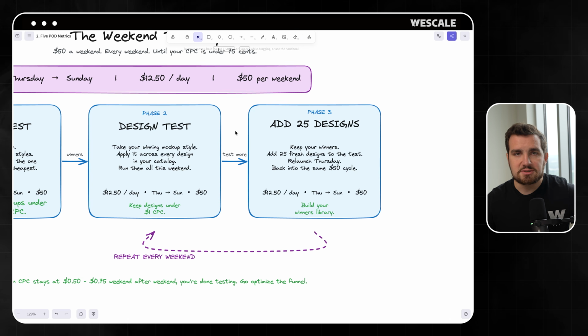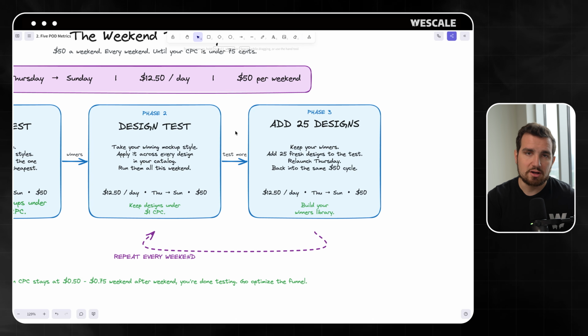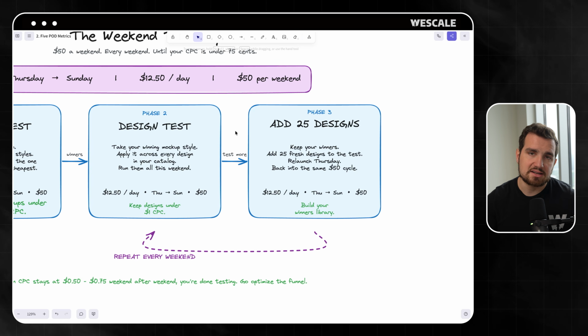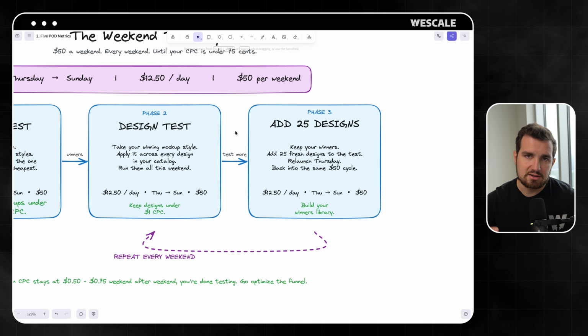Meanwhile, if you're worried about ad spend, we pause the ads. We only let them run Thursday to Sunday. Meanwhile, we take Monday through Wednesday to make the next batch of designs. And then the idea is that we just rinse and repeat those cycles until we're consistently getting in that range.